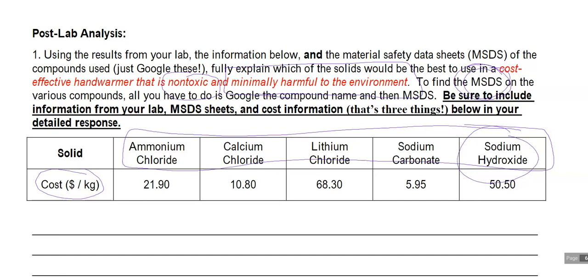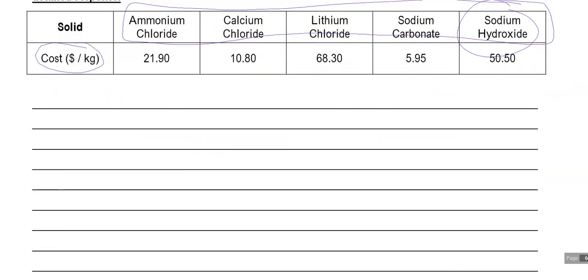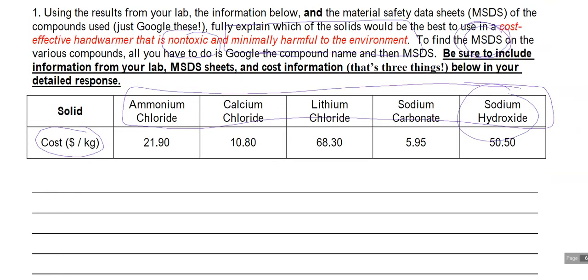You don't want to pick something that's going to be cold. You're not going to increase the temperature, of course. So you want to make sure you eliminate right off the bat the ones that are endothermic. And you want to figure out which one releases a decent amount of heat, is non-toxic, and is minimally harmful, and then tell me which one it is down here. So all you have to do is make sure you include your information from the lab, your kilojoule per mole information, material safety data sheet toxicity information, and cost information that's down here. So you need to compare all three things. All right, so I'll definitely be looking for that when you're doing the lab in your response.